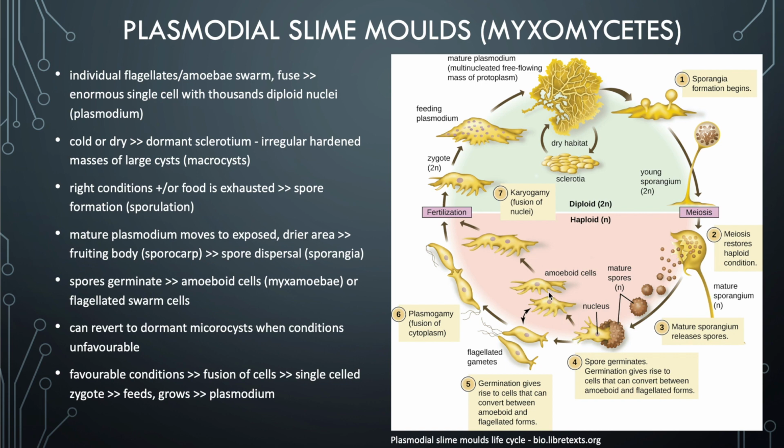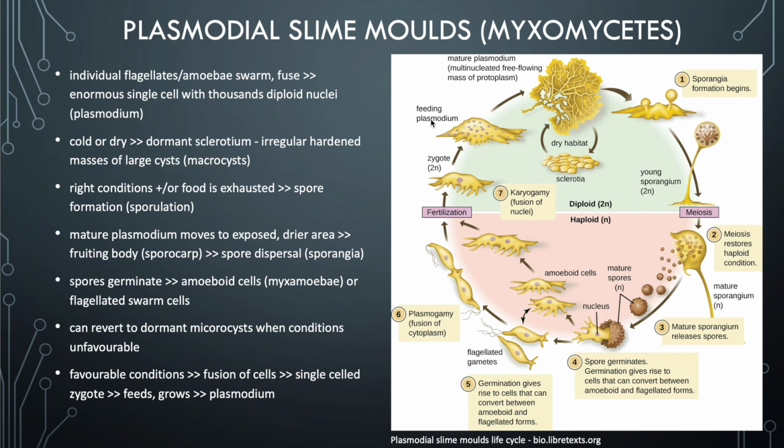So they can either become amoebae or they can become flagellates depending on the environment, and they can switch between those two forms. And then when they want to form a plasmodium, they undergo the mating process, which involves plasmogamy, which is the fusion of the cytoplasm of the two haploid cells, which allows them to undergo fertilization, and that's when karyogamy occurs, and that is the fusion of nuclei. And this forms the zygote, which is diploid, so has two sets of chromosomes.